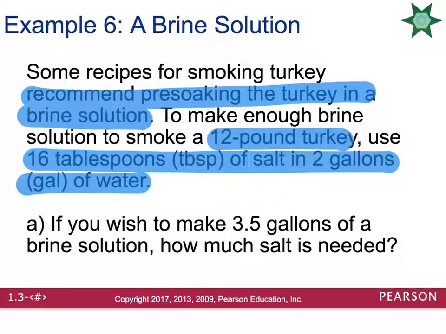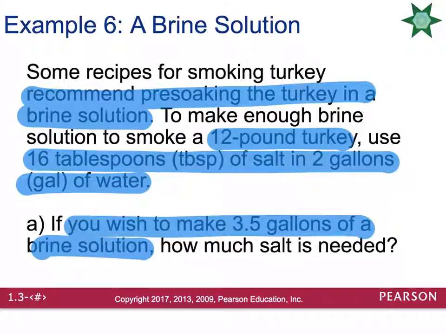Let's say we only want to make 3.5 gallons of a brine solution. So we don't want 2 gallons, we want 3.5, okay? We want to use 16 tablespoons of salt for 2 gallons. How much do we want to use for 3.5 gallons? We're doing a bigger turkey, right?